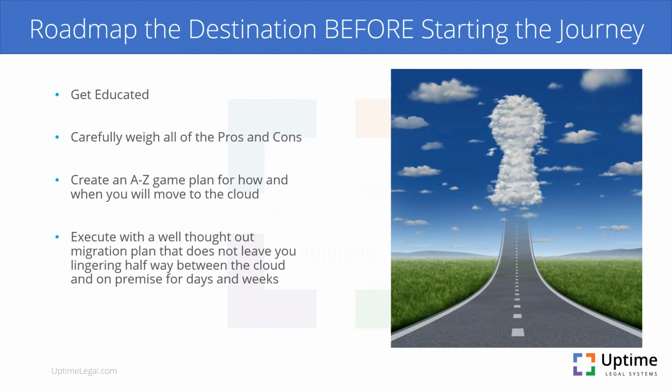So how do we avoid all this? This can be avoided with proper planning. Take the time to understand all of your options, measure twice, cut once, right? Roadmap the destination before starting the journey. Incremental decision making can lead your firm to the land of the 3 F's, and that's fragmentation, frustration, and financial loss. Try to avoid that.